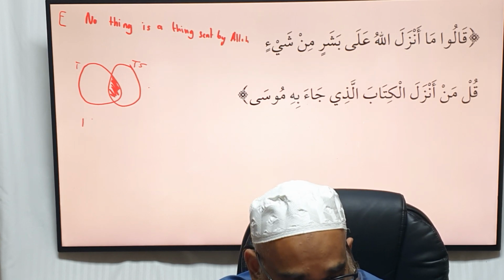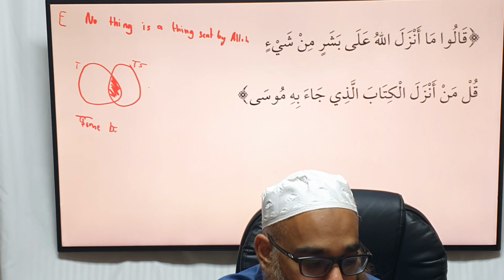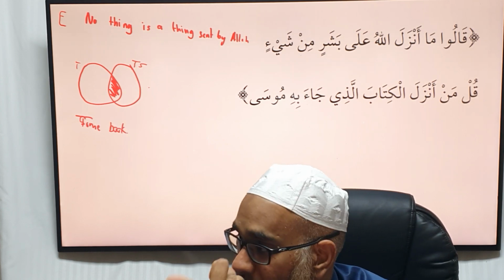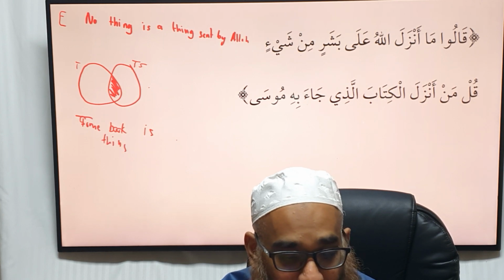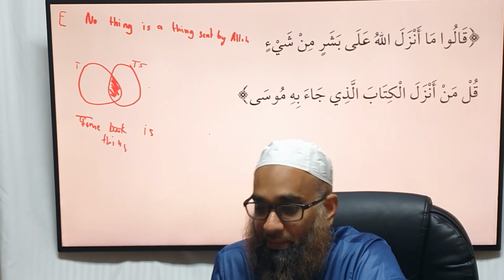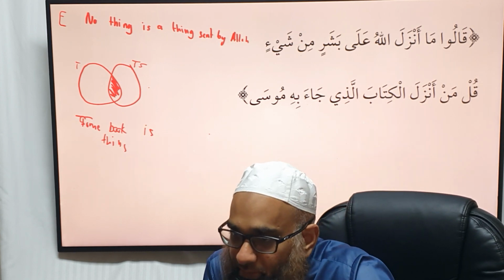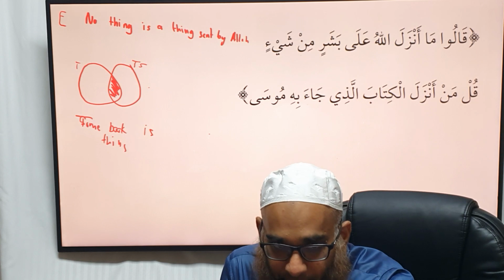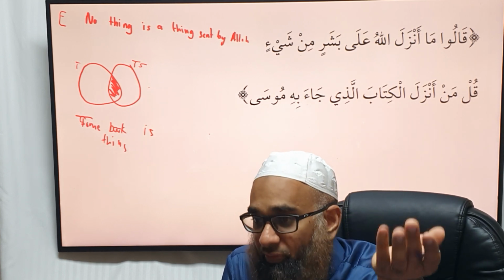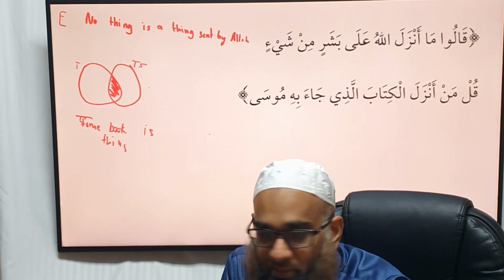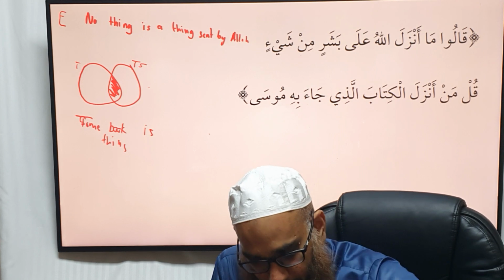Al-Kitab alladhi, the Torah. So we say some books, isn't it? Some book is what? Some things is a thing sent by Allah. So to disprove the E proposition, Allah is saying, well, do you accept this? So you're either lying, so it's not a fact, it's a belief, so therefore your belief and your claim is false. Does it make sense? You understand? Can you get it? Okay.